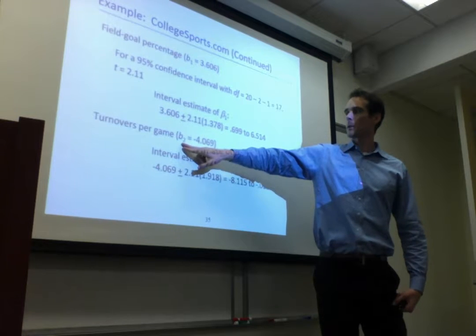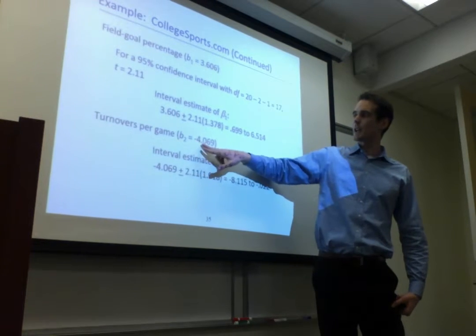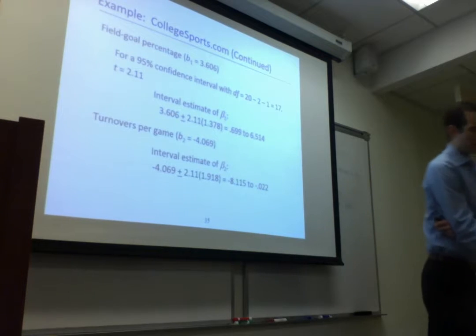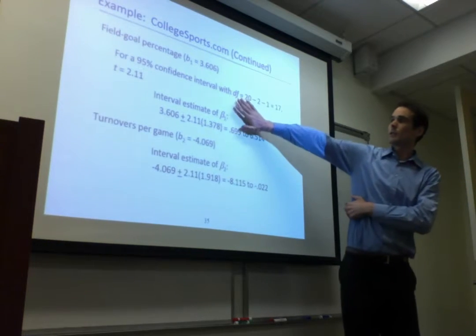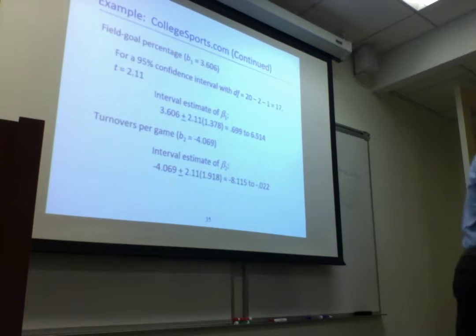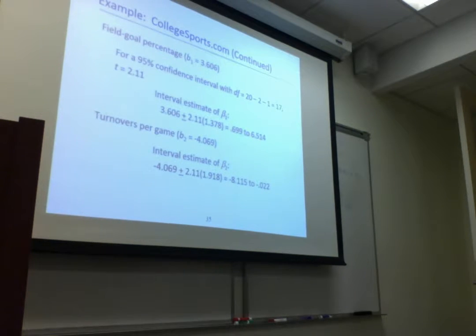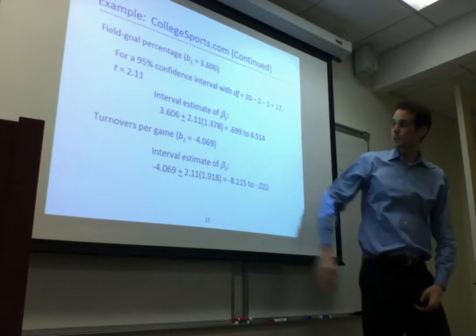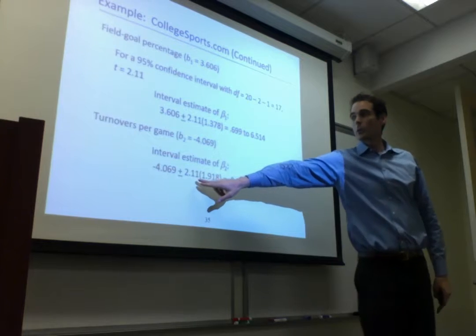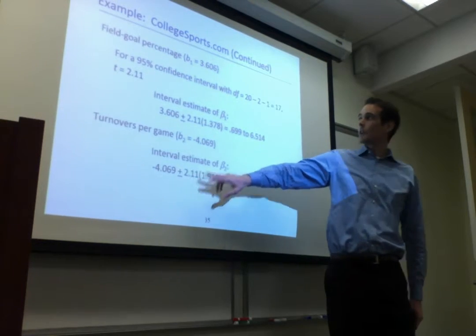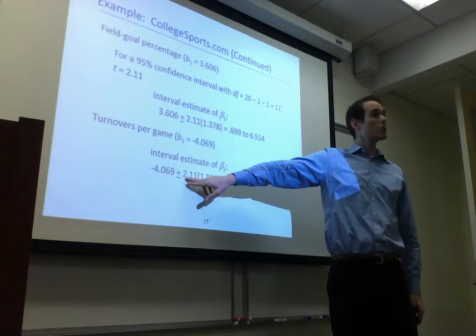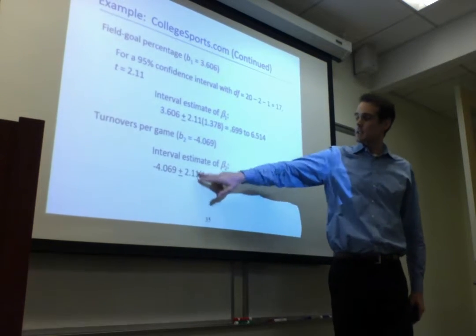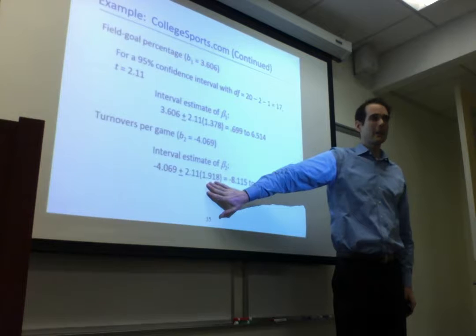Turnovers per game. We have our estimate for the slope coefficient is -4. So what that means is we think holding field goal percentage constant, for every 1 additional turnover per game a team has, their win-loss goes down by 4%. We're not 100% sure of that. We need a confidence interval. So let's take our confidence interval we're comfortable with at 95%, and 17 degrees of freedom is going to be 2.11. So let's plus or minus this 1.9 number. What's this 1.9 number?